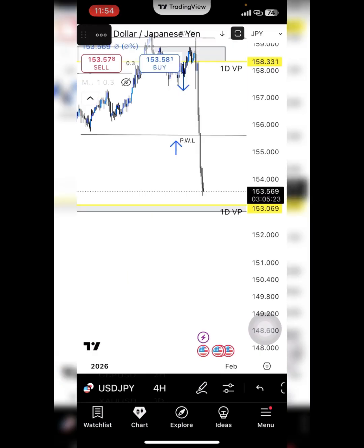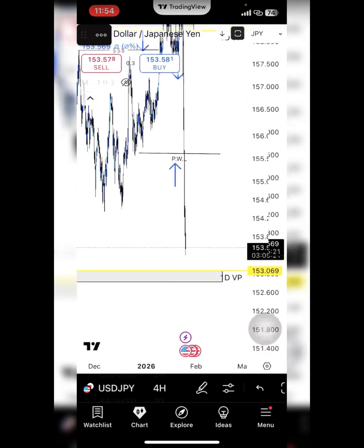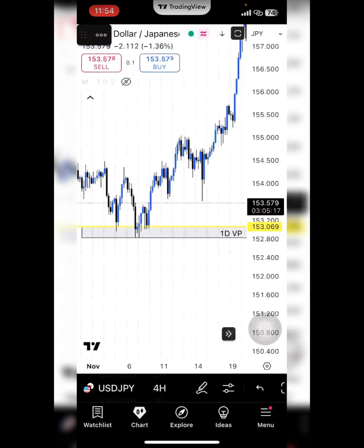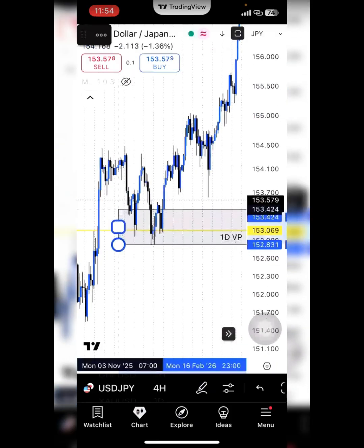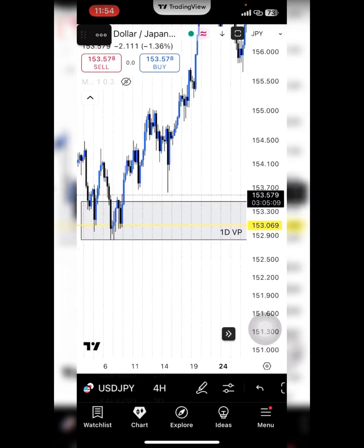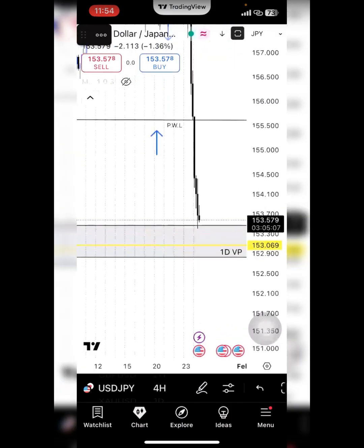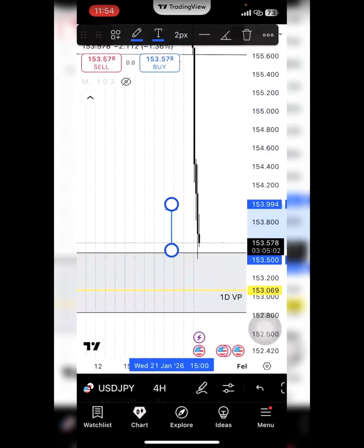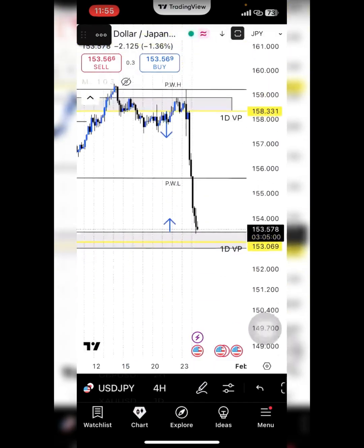So we marked the daily demand zone on the chart. For the 4 hours time frame, this is the 4 hours level, 4 hours demand. With that in mind, the market already got to that level. So from here, we're expecting a buy from USD JPY. This is going to be more like a corrective structure.